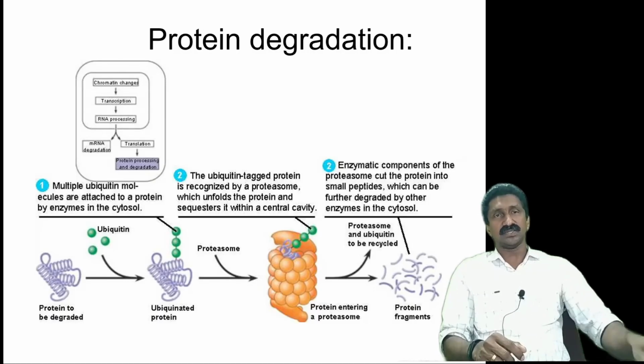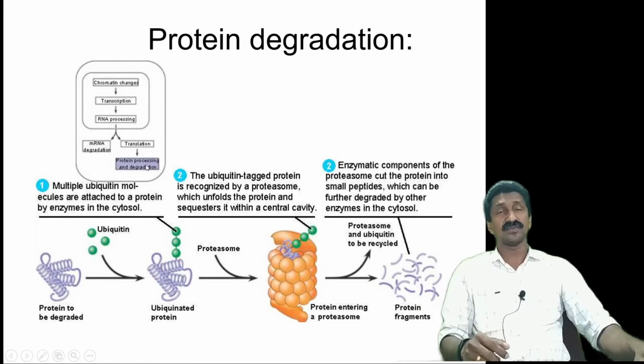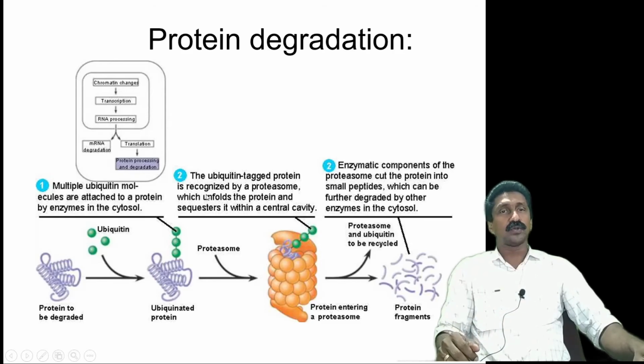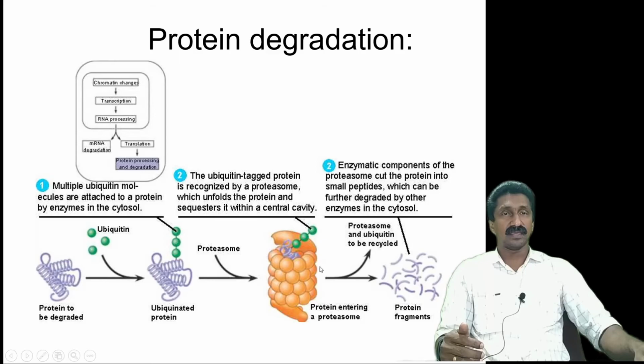Protein degradation, which is actually the final stage of gene regulation, is described here. Multiple ubiquitin molecules are attached to a protein by enzymes in the cytosol. So this is a protein to be degraded. Ubiquitin molecules will bind to that protein. Then the ubiquitin-tagged protein is recognized by a proteasome, which unfolds the protein and sequesters it within a central cavity. So it is trapped within the central cavity of that proteasome.